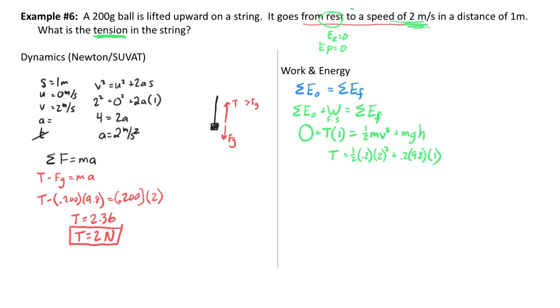And I know what you're thinking. You're thinking, there's no way that's going to give me the same thing. But if you take 0.5 and multiply it by 0.2, and then multiply it by 2 squared, which is 4, and then add 0.2 times 9.8 times 1, then you actually do get exactly, isn't this nice? We get exactly the same thing. T equals 2.36, which again, to 1 sig fig, I'm going to say T equals 2 newtons. And look, we got the same thing. Woo, doggy. All right, that's it.